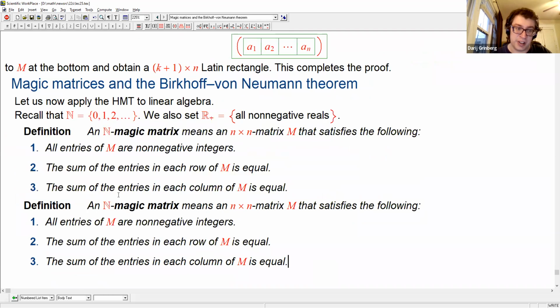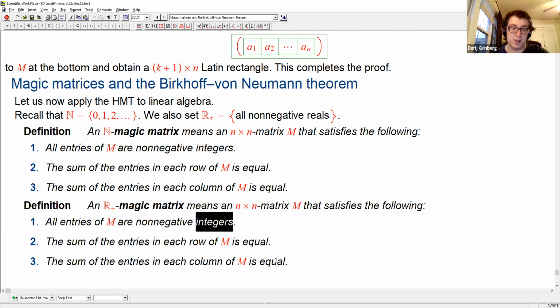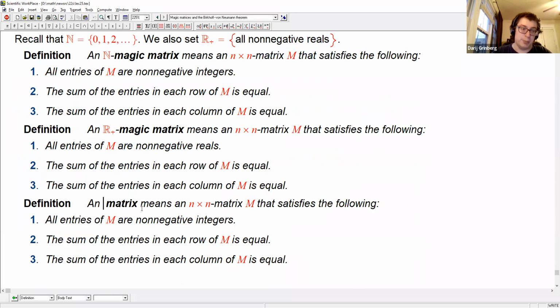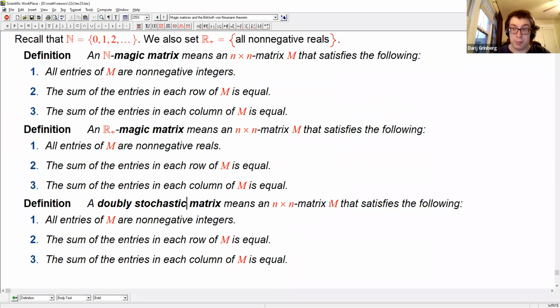Here are two more definitions. First, a variant of the N-magic matrix where you replace non-negative integers by non-negative reals. So N gets replaced by R plus. And finally, what is called a doubly stochastic matrix. This is an n by n matrix whose entries are non-negative reals. And again, the sums should be equal in each row and each column, but now we actually require that they equal 1.